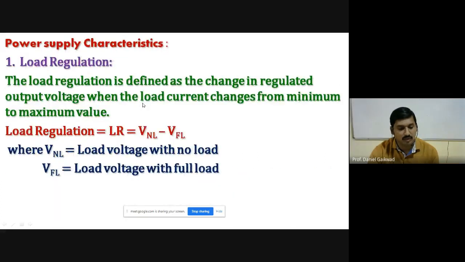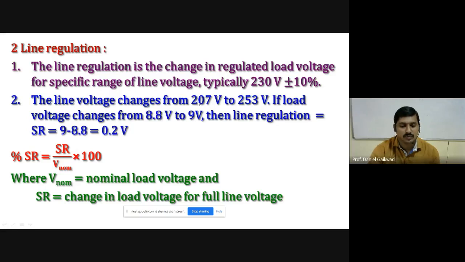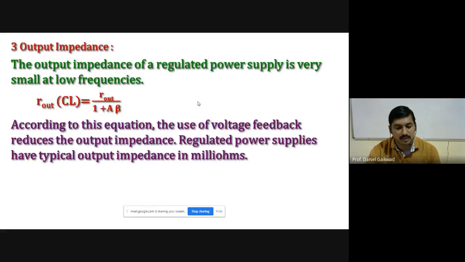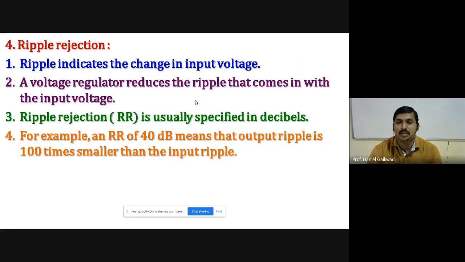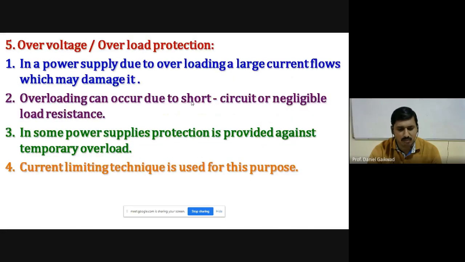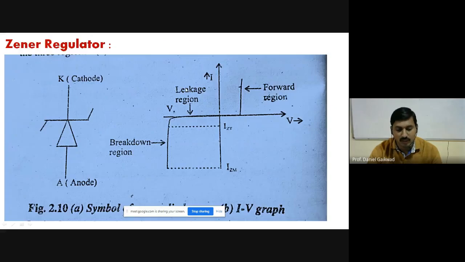Then we have the characteristics of the power supply: load regulation, then line regulation, then the output impedance, then the ripple rejection concept, and number fifth is over voltage or overload protection. So these are the characteristics of the power supply that we discussed in the previous lecture. Okay, now we have the important part of the power supply, and that is known as a regulator.